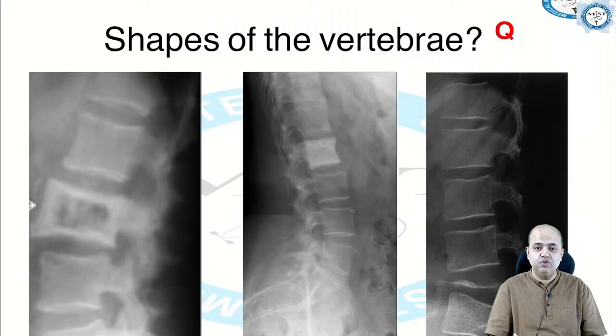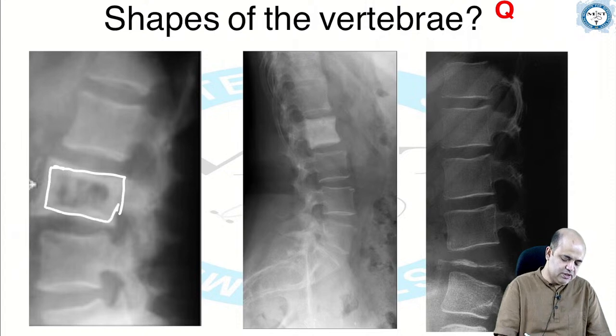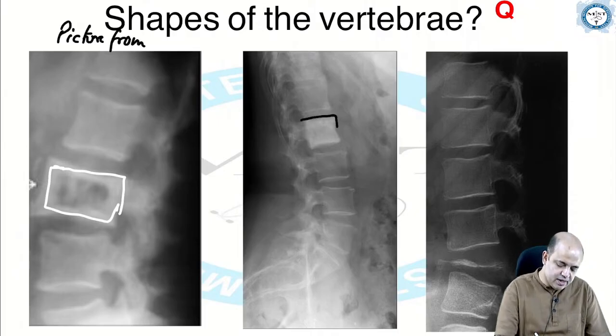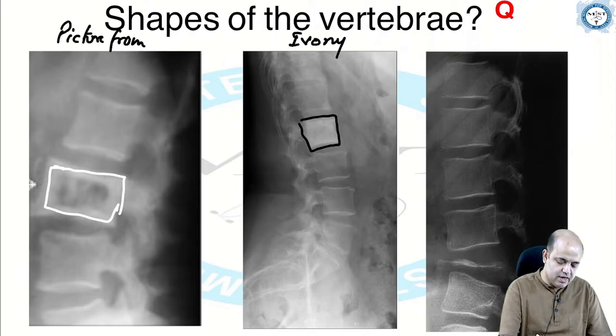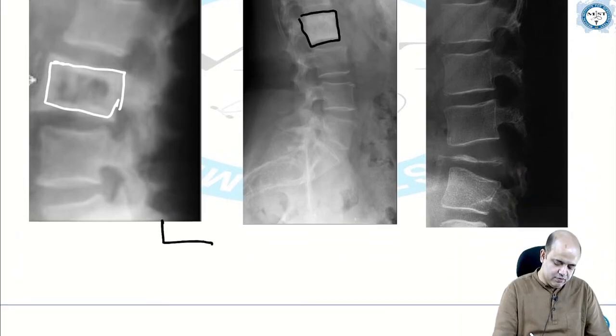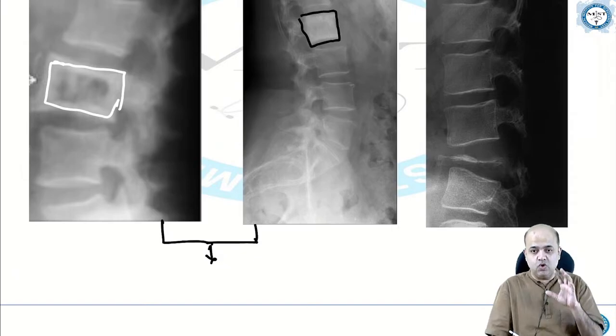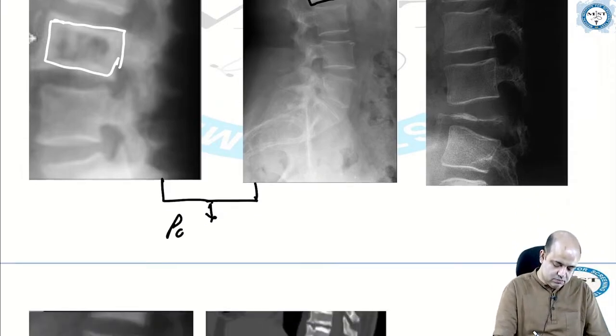Vertebral shapes are also important, as the skull shapes. Okay, so here what do we have? We have a vertebra which is enlarged, appearing like a picture frame. Here the entire vertebra is white. This is called the ivory vertebra. Both of these are seen with Paget's disease. And what type of skull do we have in Paget's disease? We have a cotton wool skull.